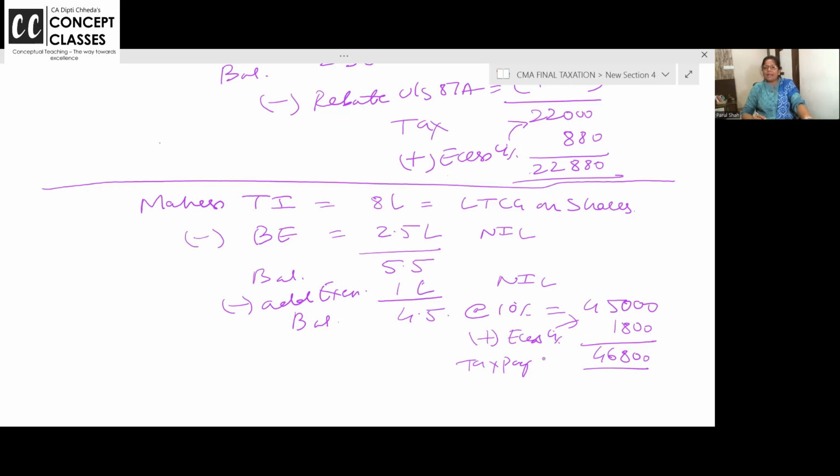Very simple examples I'm giving. You could have 5-6 types of incomes also.